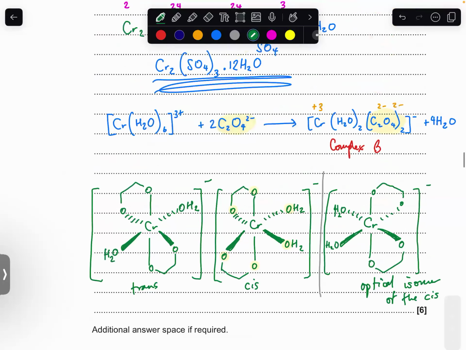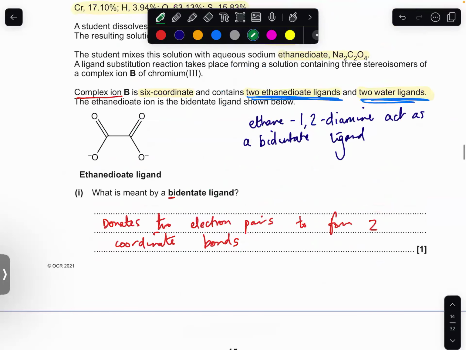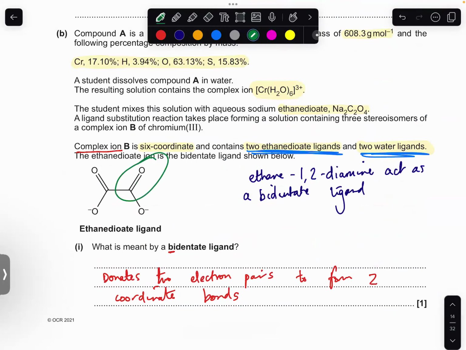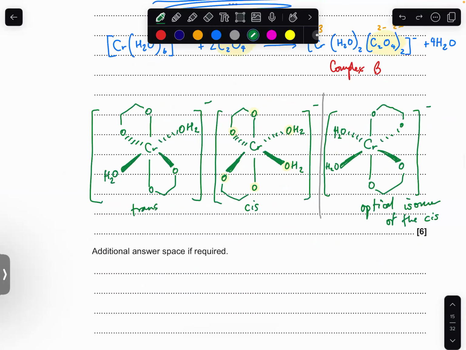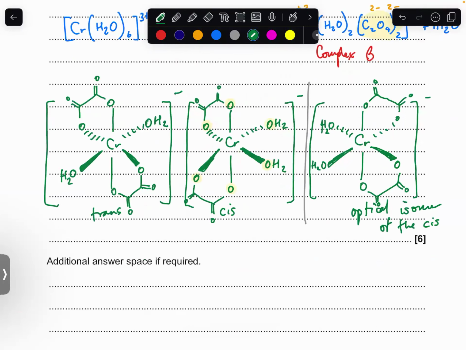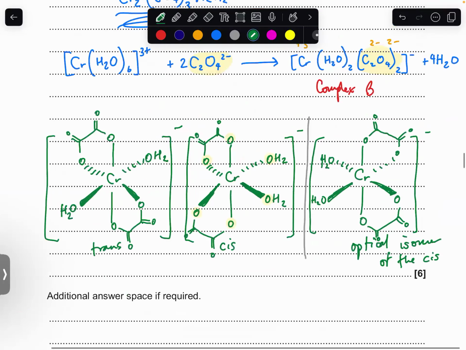Ethane dioate looks like, where's the double bonds? Why haven't I drawn the double bonds? Apologies. Yep, I'm sure you can draw it a bit neater than mine. I tried to squeeze it in a small space. But otherwise, let's look at the points.